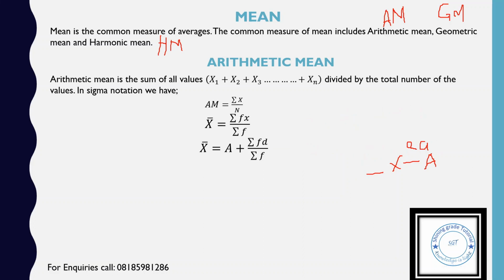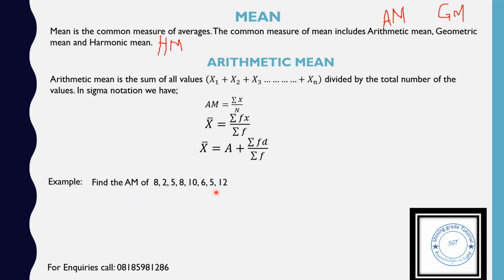So let's move on to an example. All right, so let's take an example on that. Look at this example here. Find the arithmetic mean of 8, 2, 5, 8, 10, 6, 5, 12.